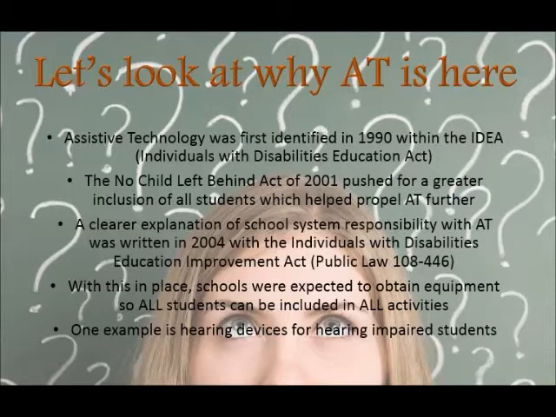It was first identified in 1990 with the IDEA, Individuals with Disabilities Act, and then in 2001, the No Child Left Behind Act pushed it a little bit further into the spotlight. A clear explanation of what school systems would be responsible for was written in 2004 with the Individuals with Disabilities Education Improvement Act. With all of these in place, schools are now expected to obtain equipment so all students can be included in all activities.